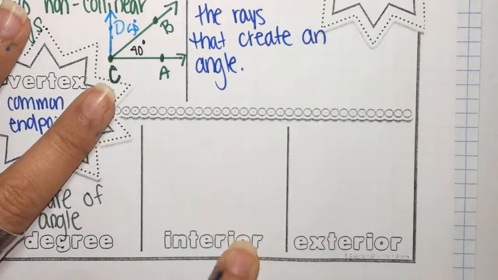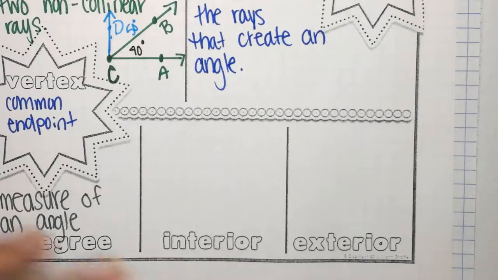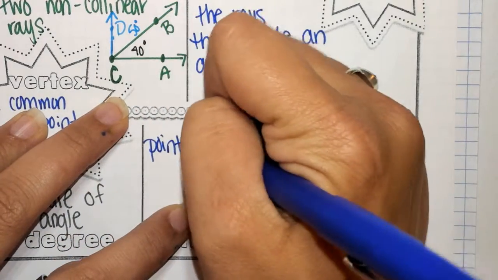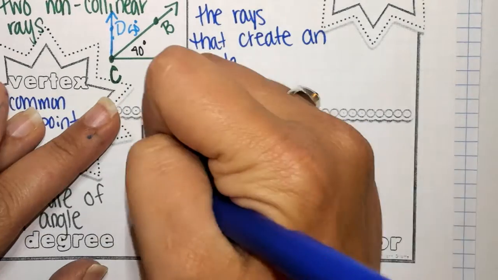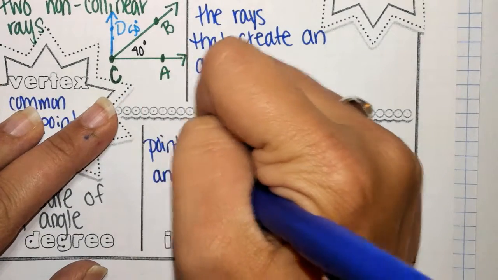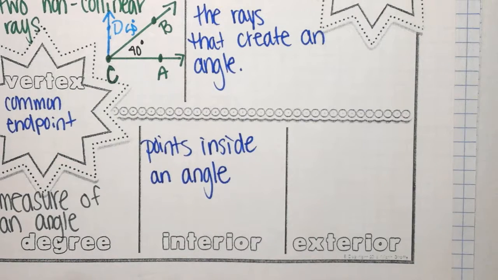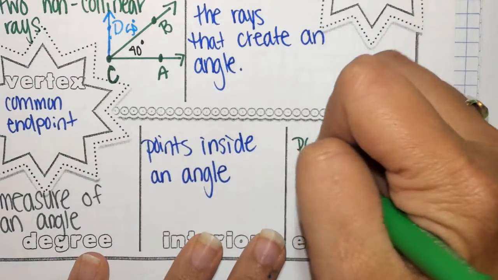All right, interior. What is interior? What do you think that means? Inside. All right, so it's points inside an angle. So what would exterior be? Points outside of an angle. Take a point, guys.